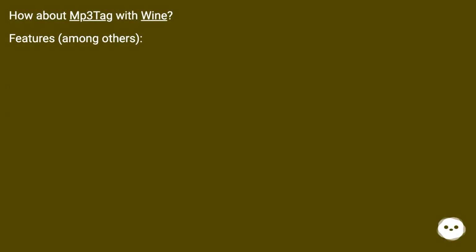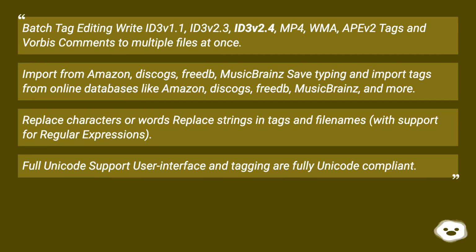How about Mp3tag with Wine? Features, among others. Batch tag editing: write ID3v1.1, ID3v2.3, ID3v2.4, MP4, WMA, APEv2 tags and Vorbis comments to multiple files at once. Import from Amazon, Discogs, freedb, MusicBrainz: save typing and import tags from online databases like Amazon, Discogs, freedb, MusicBrainz, and more.